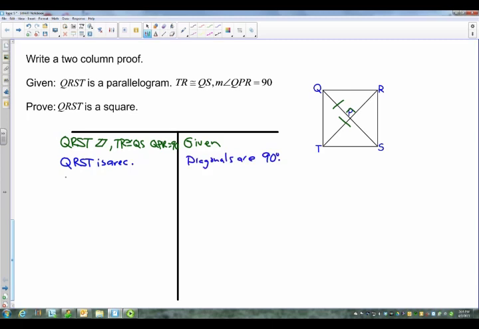Since QS is perpendicular to TR, okay, so QS is perpendicular to TR, and all that is the definition of perpendiculars, okay, because there's a right angle there. We can also say that QRST is a rhombus. It's a rhombus. And based on one of the theorems we just looked at, if the diagonals are perpendicular, it is a rhombus.